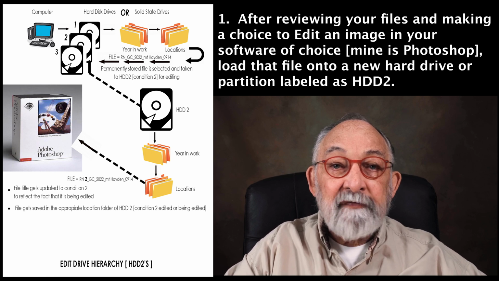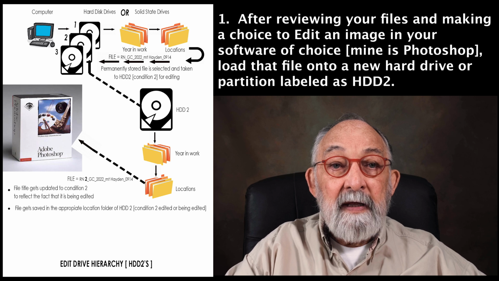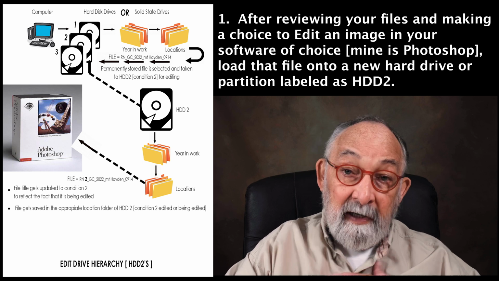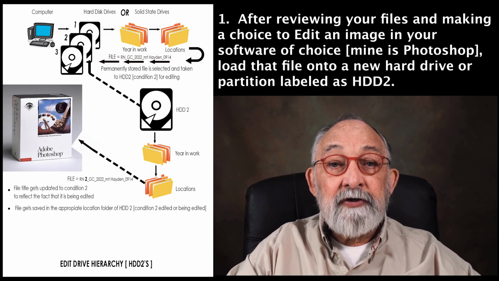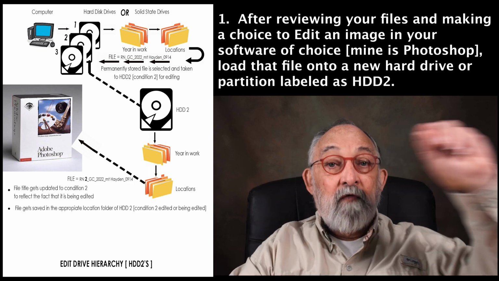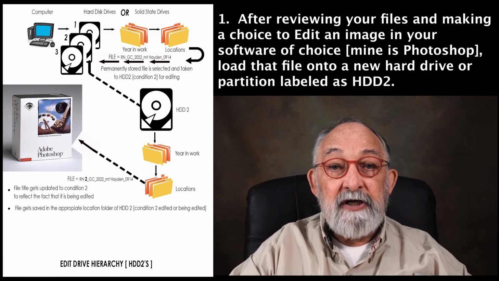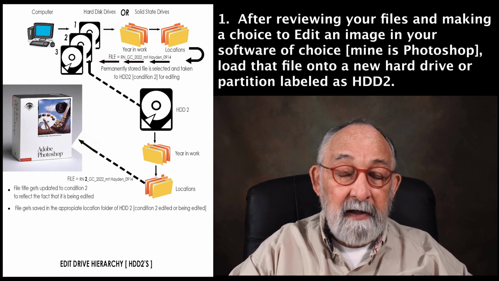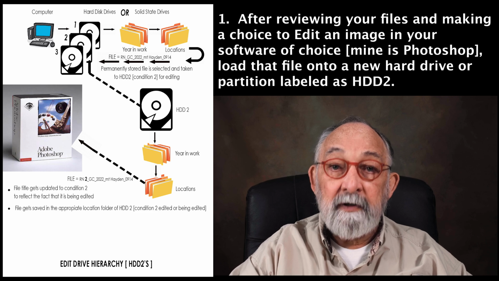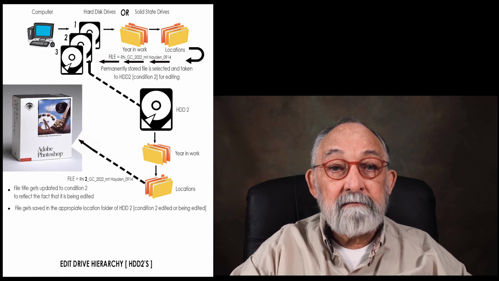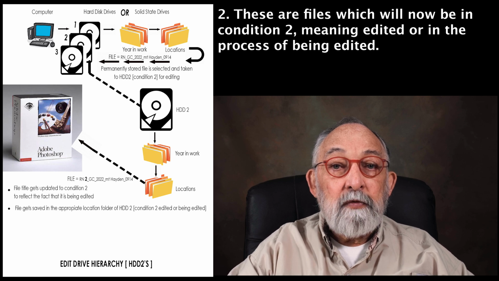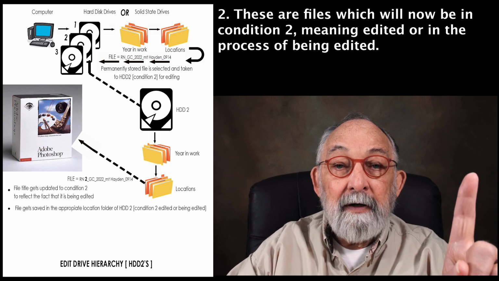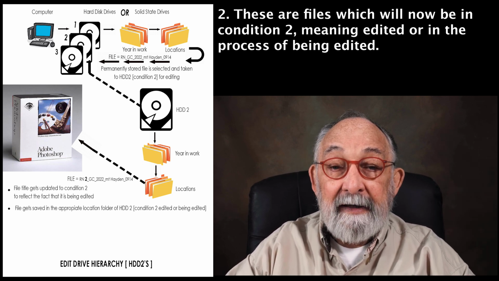Now, after reviewing all of these files and making a choice to edit an image in your software of choice, mine's Photoshop, load that file into a new hard drive. Move it over to a new hard drive, HDD 2, or partition in your hard drive. It's cheaper to buy a real hard drive and do it correctly. These are files which will now be in condition 2, meaning that you're editing or in the process of editing.